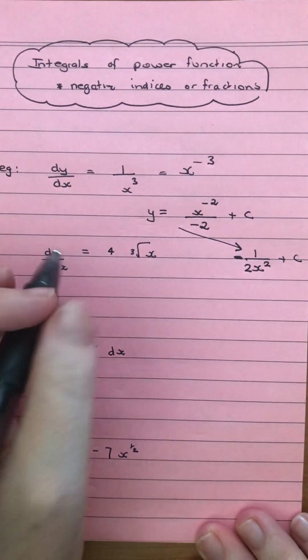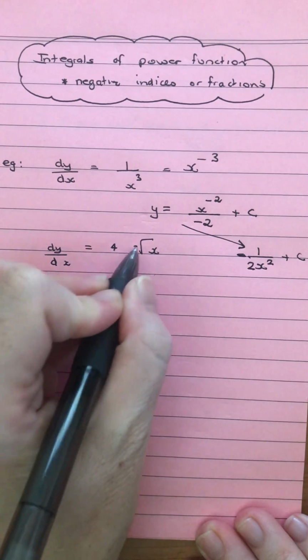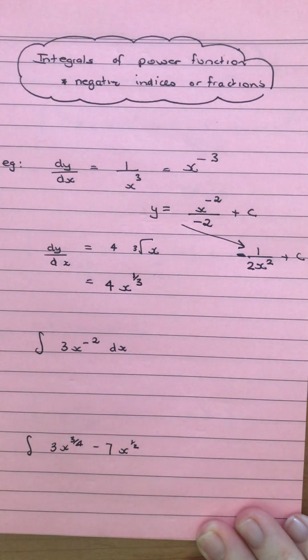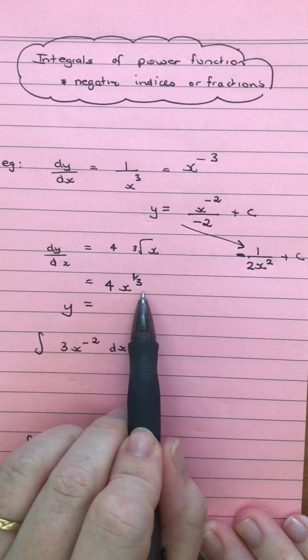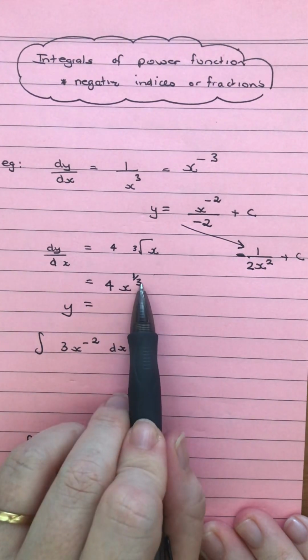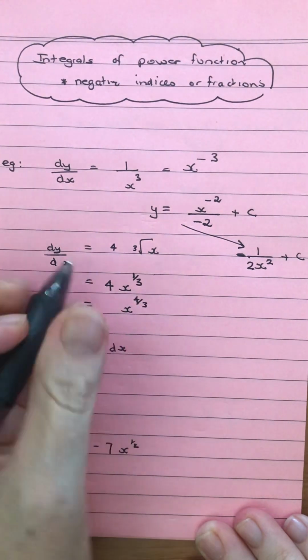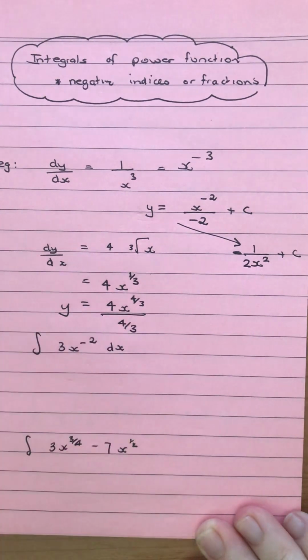Here we've got fractional indices, so I'm going to do the same thing to start with, is change it to the fraction. So if I've got the cube root of x, that's the same as x to the 1/3. So then when I'm doing my integral of that, I need to add 1 to that power. Now if I've got 1/3 and I add a power, I'm going to get x to the 4 on 3. I've still got my 4 there, and I need to divide by that new power.